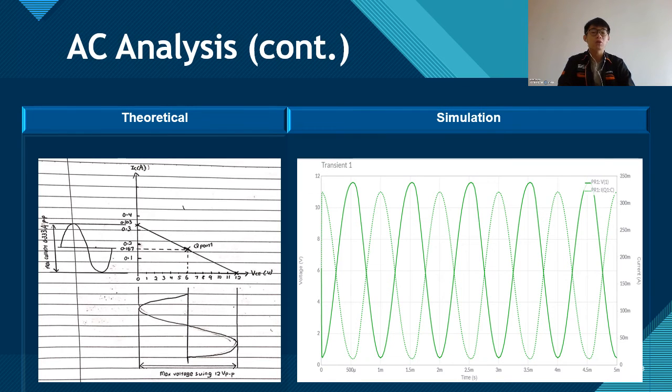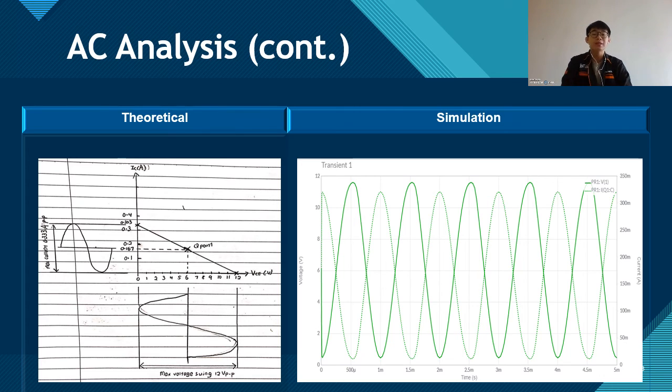Now we are going to have a look at the output waveform for both theoretical and simulation, which we obtained during AC analysis. The output waveform on my left is the one we sketched ourselves based on theory, while the waveform on my right is the one we obtained through simulation using Multisim. On the simulation output waveform, the dark green waveform is the voltage waveform, while the light green waveform is the current waveform.